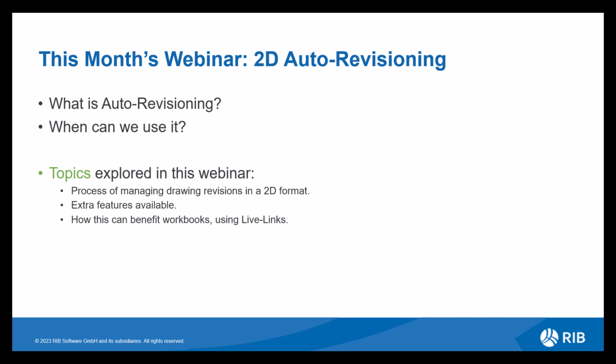Topics that we will explore in this webinar include the process of managing revisions in a 2D format. So as previously mentioned, using a 3D model is very quick to update revised dimensions. With 2D, there is still a bit of a process, but it's a lot quicker than traditional methods. Extra features available, so as we go along, I'll point out some other functionalities that can be used to make the process streamlined. We'll look at both the drawing revision and the updated cost plan in the workbook view, and you'll be able to see the beauty of having live linked quantities.